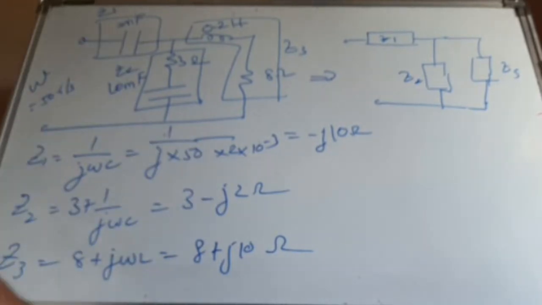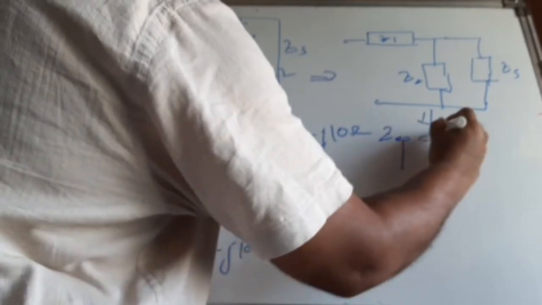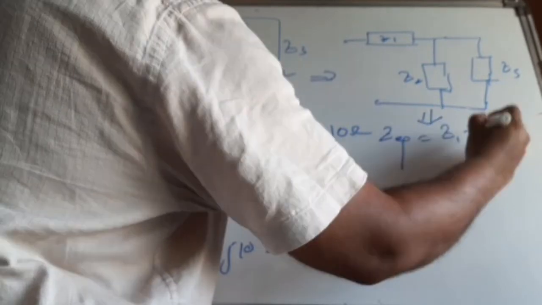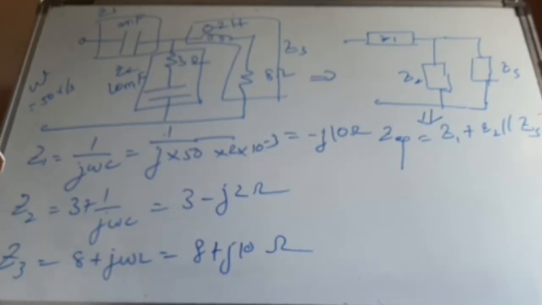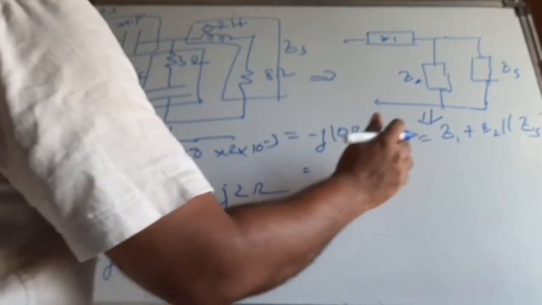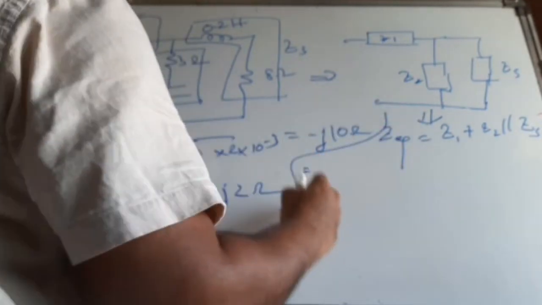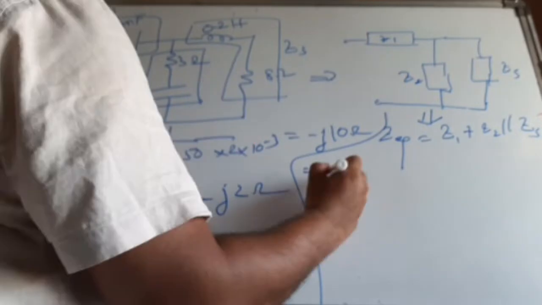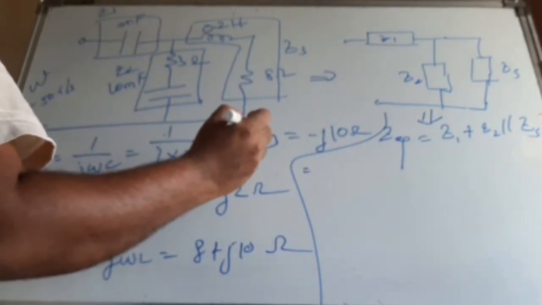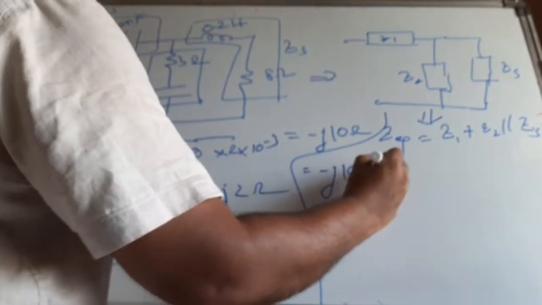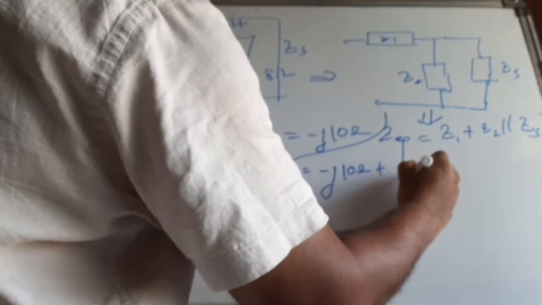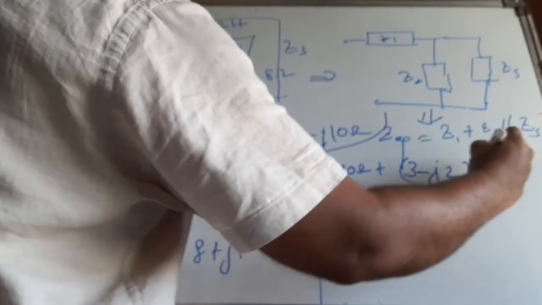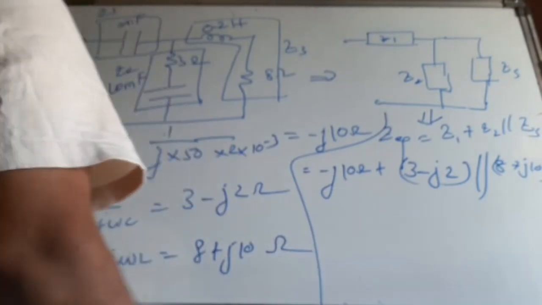Now for simplification, Z equivalent can be Z1 plus Z2 parallel Z3, which gives you Z equivalent as minus j10 ohms, that is Z1, plus the parallel combination of Z2, minus j2 ohms, with Z3. So this is the answer we are getting.